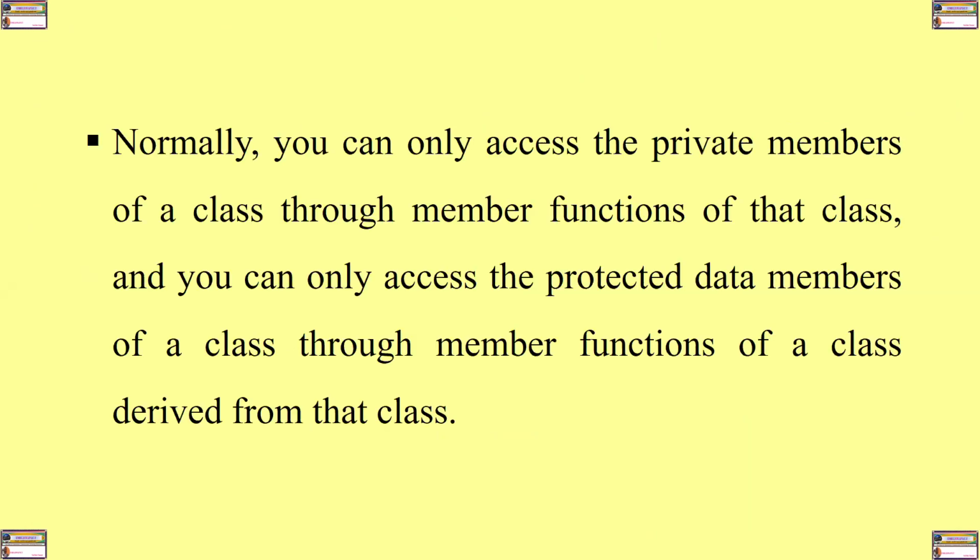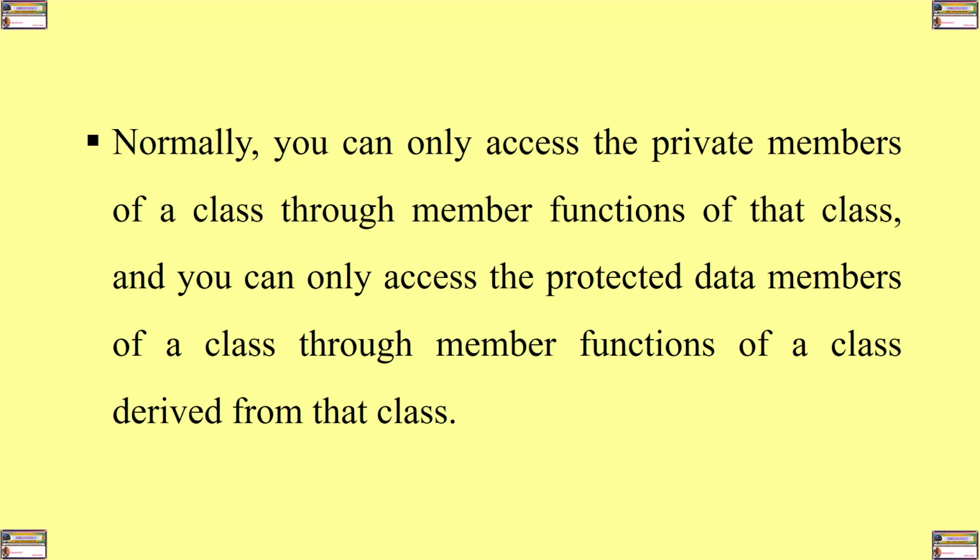Normally, you can only access the private members of a class through member functions of that class. And you can only access the protected data members of a class through member functions of a class derived from that class. That is normally the case in object-oriented programming.